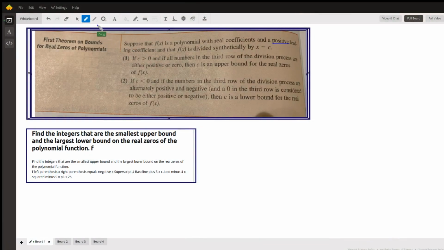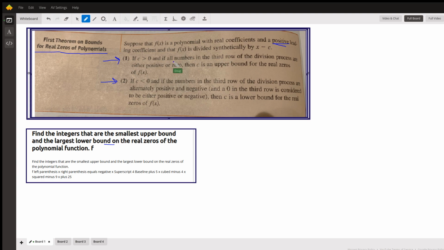Okay, this is probably the theorem that you're intended to use for this problem. It's the first theorem on bounds for real zeros of polynomials. And to use this theorem, your polynomial function with real coefficients has to have a positive leading coefficient. And then there's two cases, and you're going to synthetically divide by, in our case, integers, because we're looking for the smallest upper bound and largest lower bound on the real zeros that are integers, I believe it says, yes.